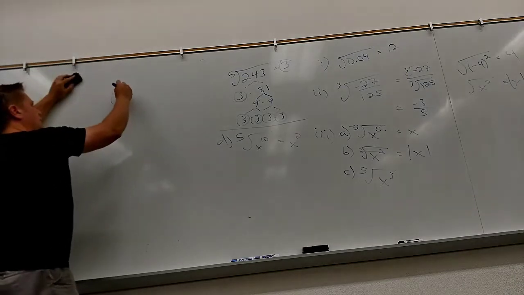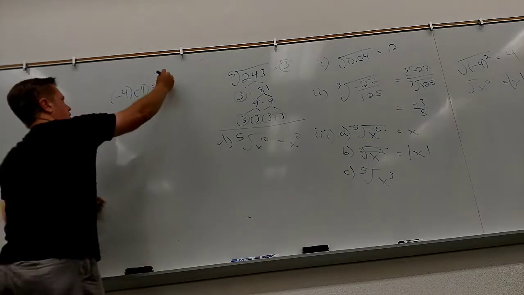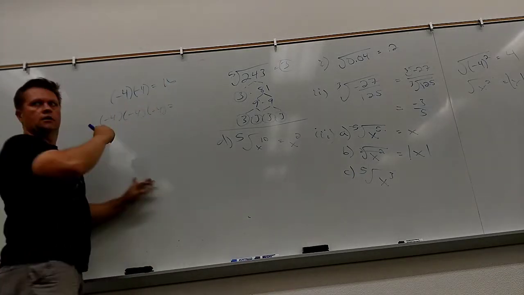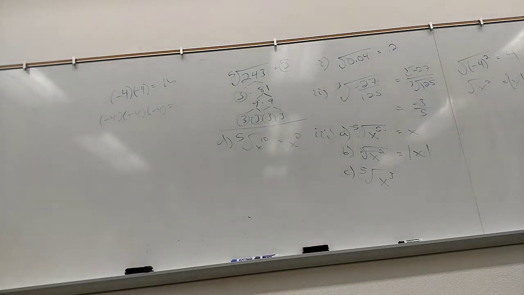What's negative 4 times negative 4? 16. Positive 16. What's negative 4 times negative 4 times negative 4? Negative 64. So if I have 2 of anything, or 4 of anything, or 6 of anything, and they're all negative, they're all going to pair up and die. The answer is always going to be positive. I kind of lose information about what they were.